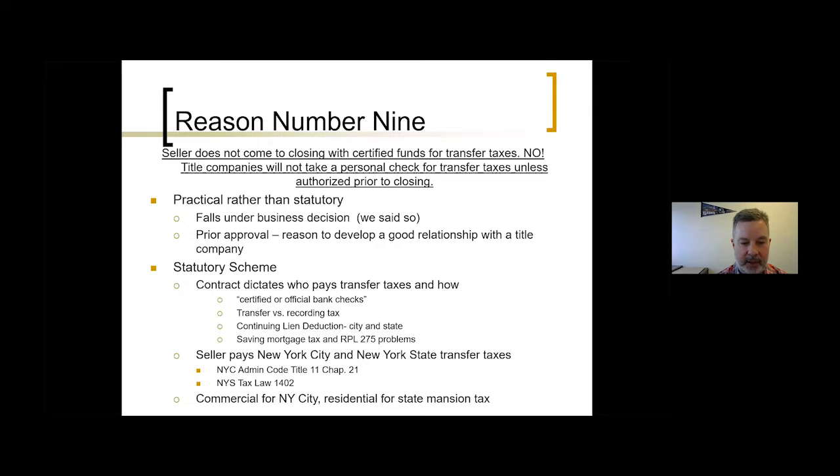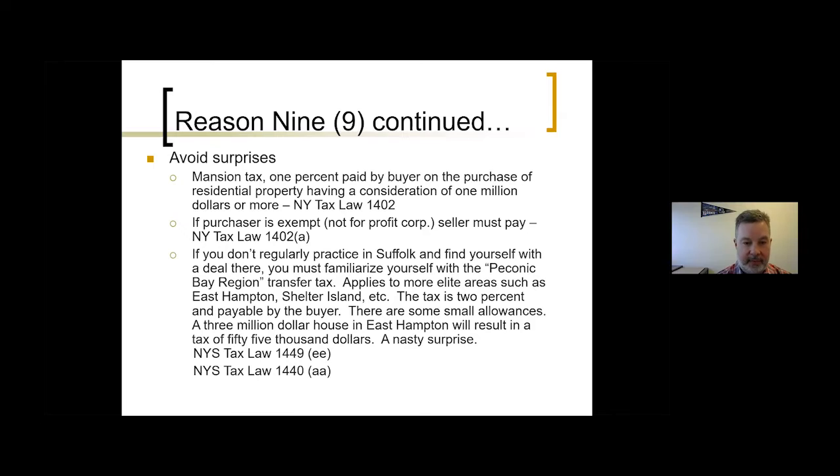The seller pays New York City and New York State transfer taxes. And then you have the mansion tax, which is paid by the buyer. Now it's 1%, paid by the buyer on the purchase of residential property, which is a 1, 2, or 3 family house, an individual co-op, condo unit, or co-op unit for consideration of $1 million or more. Now, if the purchaser is exempt on that, let's say they were a not-for-profit corporation, then the seller's got to pay under New York tax law 1402A.